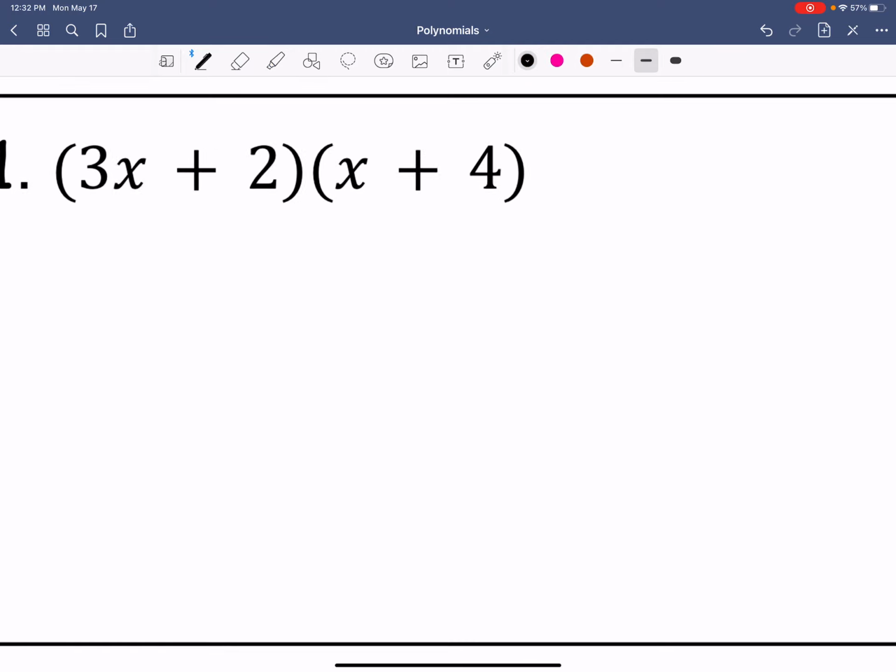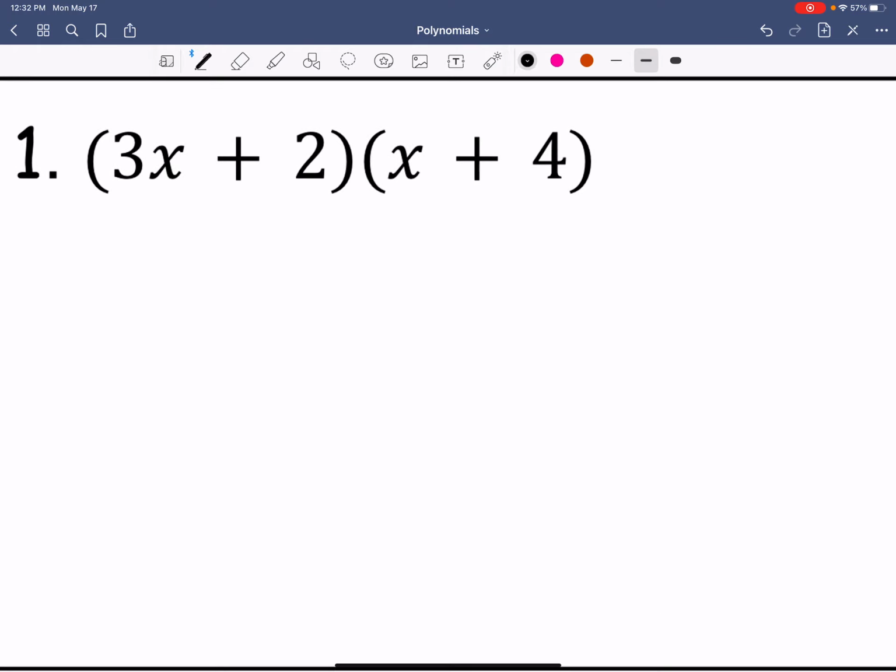Example 1. Before we get started here, we want to see how big the box needs to be so that we can organize our work. Well, in the first polynomial, we have 2 terms, and in the second polynomial, we have 2 terms, right? 1, 2, 1, 2. So we need to create a 2 by 2 box. That means it needs to be 2 high and 2 wide.